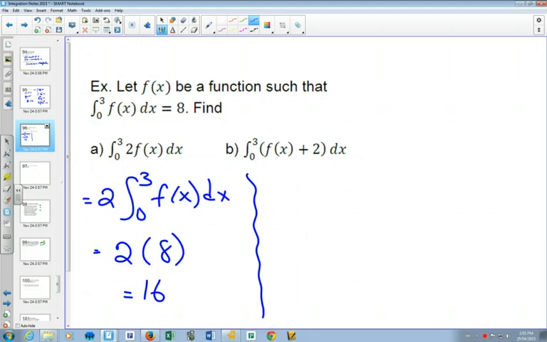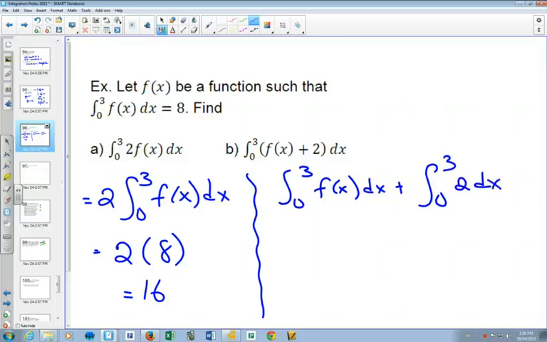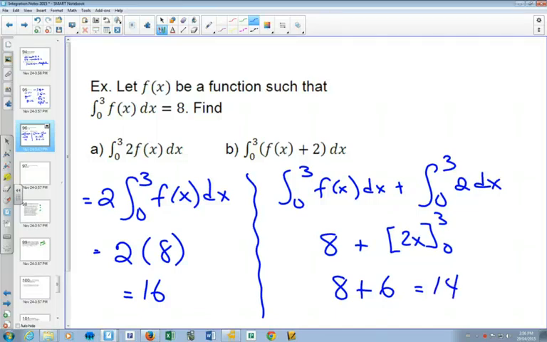And for this one, the function is being moved up 2, but as far as our integrals go, we can split it up. This we know is equal to 8. This is a definite integral, which if we integrate is 2x, and we can do that from 0 to 3. Plugging in that, we're going to get 8 plus 6, which is 14. Since you know that it's being moved up 2, if you have some sort of explanation saying that the function's being moved up 2, so that would add a rectangle with an area of 6, so therefore the area is 14, that's fine as well.